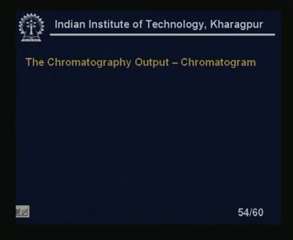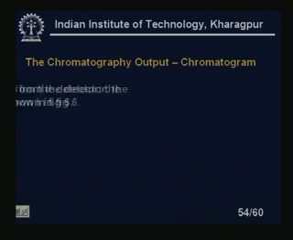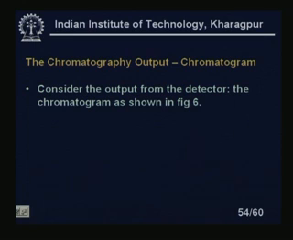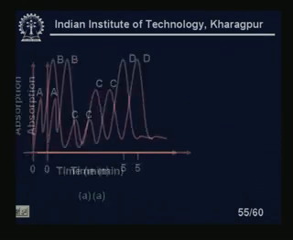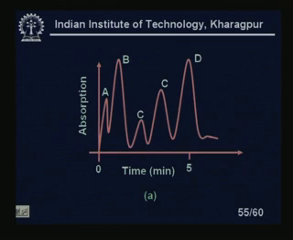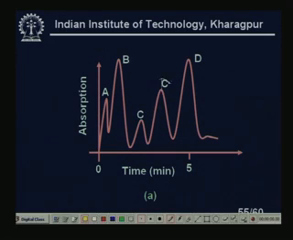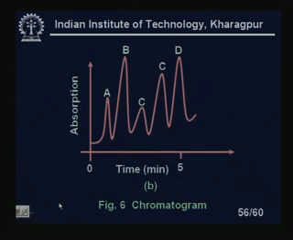The chromatograph output is called the chromatogram. Consider the output from the detector, that is the chromatogram, as shown in figure 6. This is a typical chromatogram which we get at the detector or the strip chart recorder, with different components A, B, C, D, and this will be E. So, this is the chromatogram for another one, and this is also the absorption.